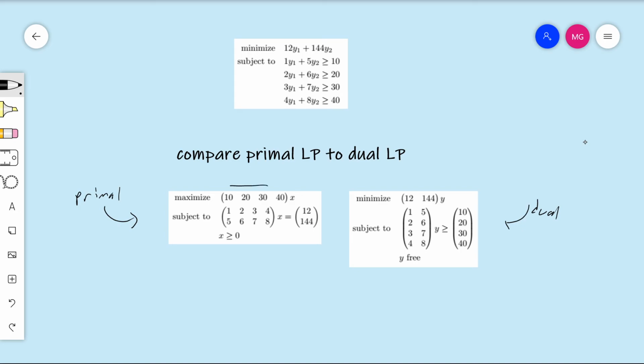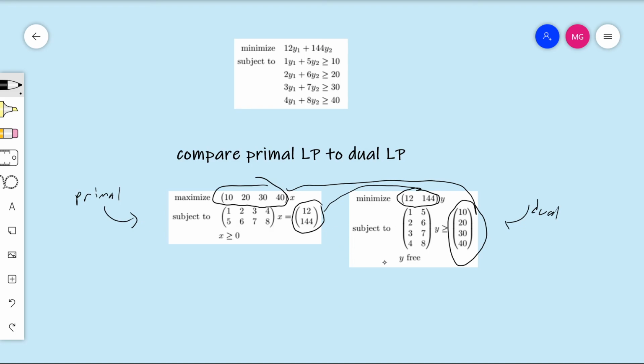Originally we have 10, 20, 30, 40, which appears as the coefficients of the objective function, and in the dual it becomes the right-hand side components of the matrix constraints. And the right-hand side components of the matrix constraints now become the objective function coefficients in the dual. So they flip places. And then finally, you can see that the matrix gets transposed. So 1, 2, 3, 4 was the first row. Now it's the first column.